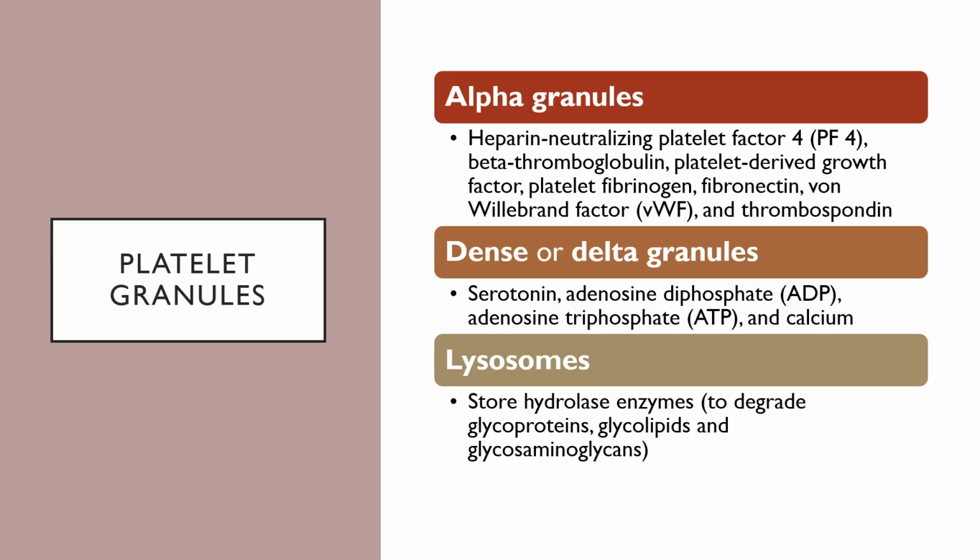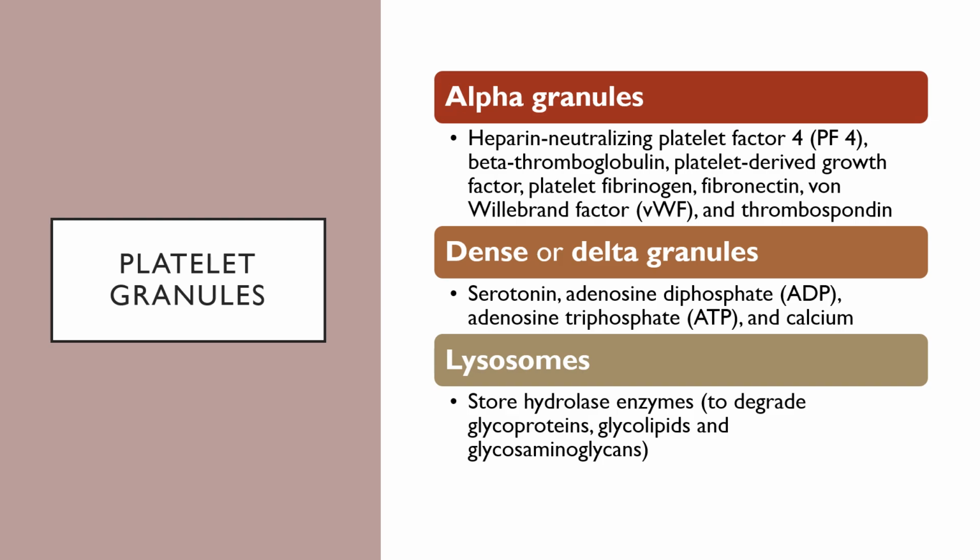Next, we have the dense or the delta granules, and these are going to have things like serotonin, adenosine diphosphate, also known as ADP, adenosine triphosphate, ATP, and calcium. And we know that serotonin can be kind of like a hormonal stimulant. Adenosine diphosphate is one of our agonists for platelet aggregation. And calcium is also one of the important cofactors that we have in our coagulation cascade.